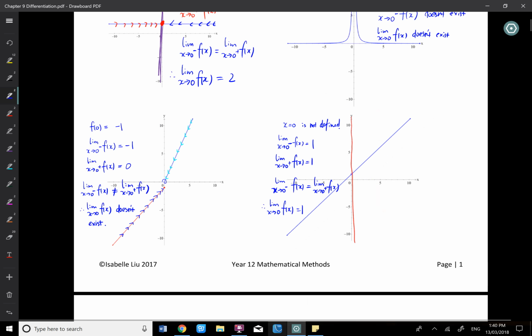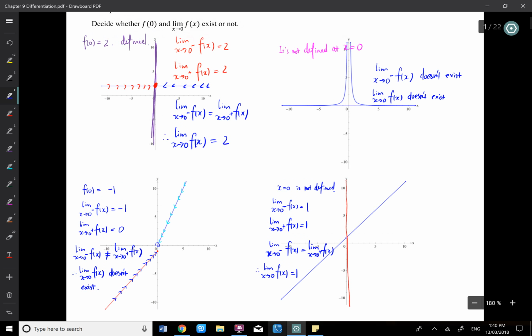Okay, let's have a look at those 4 questions here. For the first one, limit exists and it is defined. For the second one, it is not defined, limit does not exist. For the third one, it is defined but limit does not exist. For the fourth one, limit exists but is not defined. These 4 examples show us limit and defined are completely 2 things. There's no connection between each other.